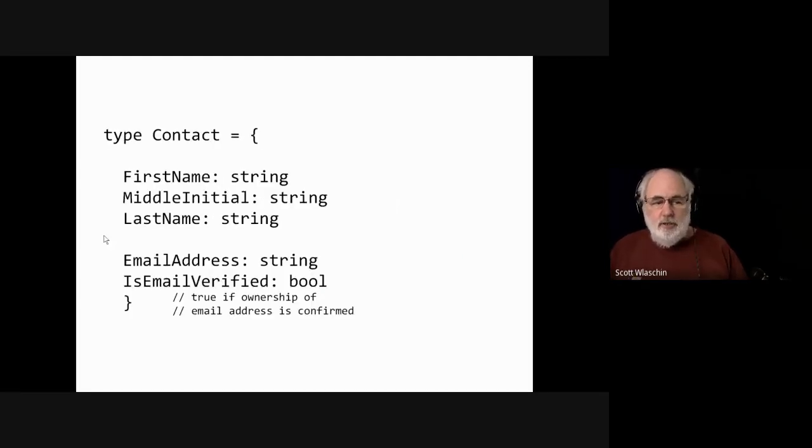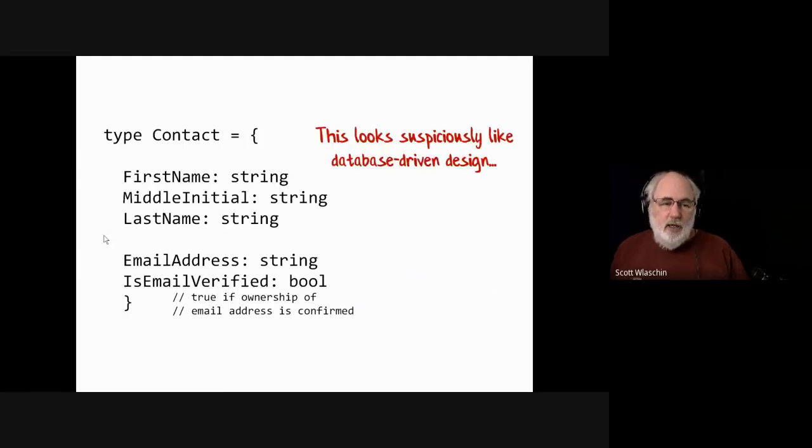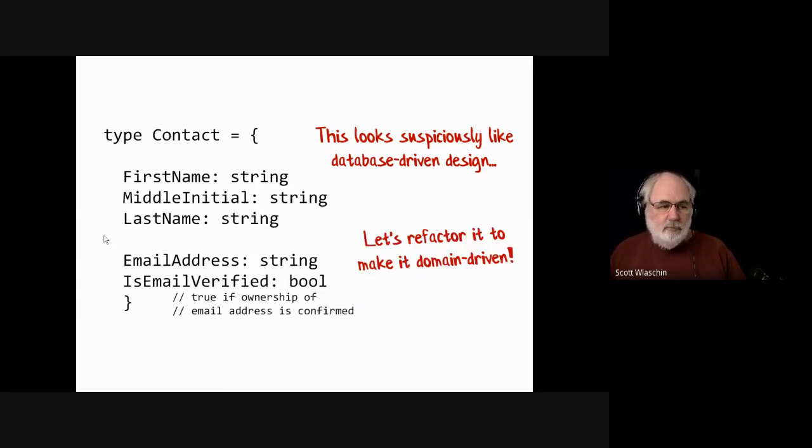Here's our contact definition, and we've got 5 fields, and they're all strings and booleans, and it's not very clear what the design is. To me, this looks suspiciously like database-driven design. It looks like somebody took a database table and turned it into code, and that's not a very good idea really, because it's not a domain model. It's a database-driven design, which is fine sometimes, but it's not domain-driven design. So let's refactor this to make it more domain-driven.